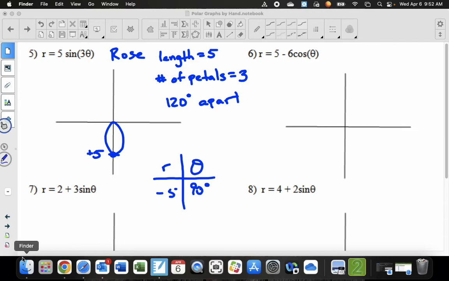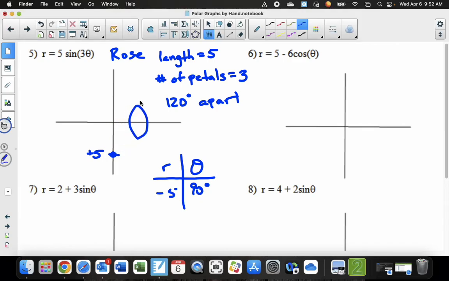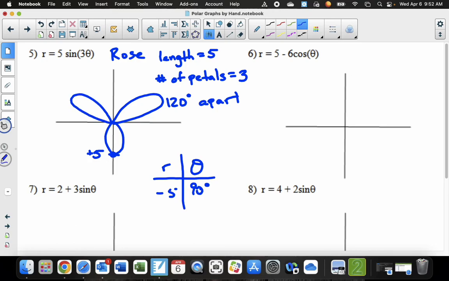So now, if we just start going 120 degrees, we can kind of approximate. 120 degrees approximately from there, you'd have another petal. Ooh, that's not what I wanted. Let's try again. Should be somewhere in there. And then another one, something like that. And there's your graph. Okay. Yeah. Go down that petal, because of the negative 5.